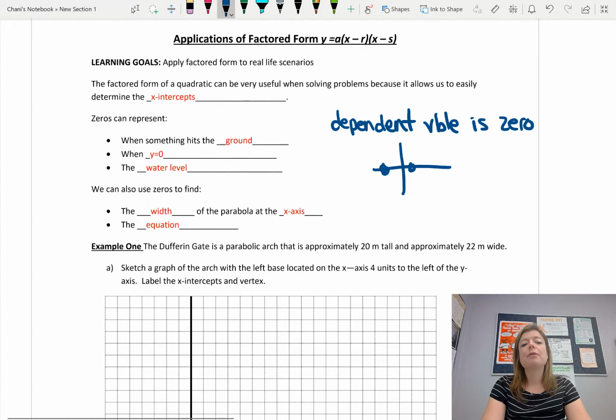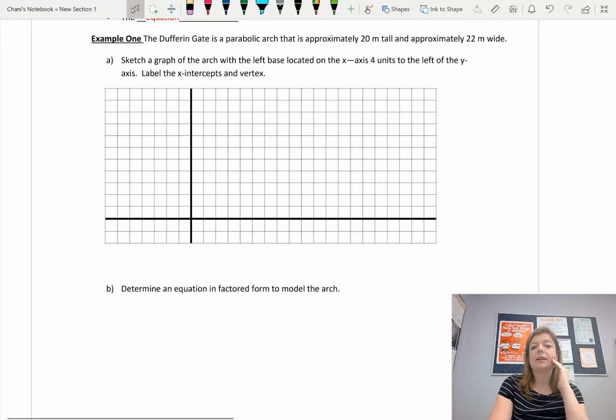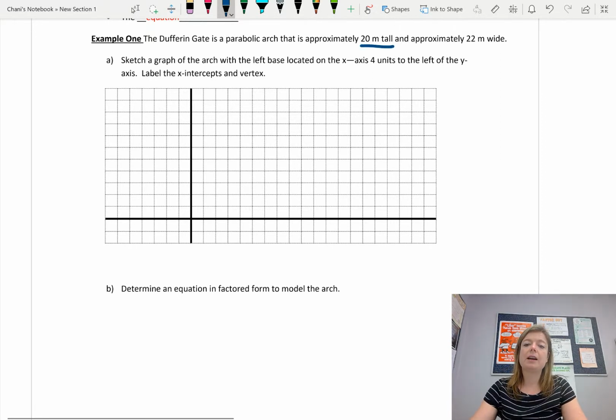All right, now you can also use the zeros to find out how wide a parabola is on the x-axis, and you can use them to find the equation in factored form. So we're starting with this example, which gives us a gate, so it's kind of like an archway. It's 20 meters tall, so that will be helpful for the vertex, and it's 22 meters wide.